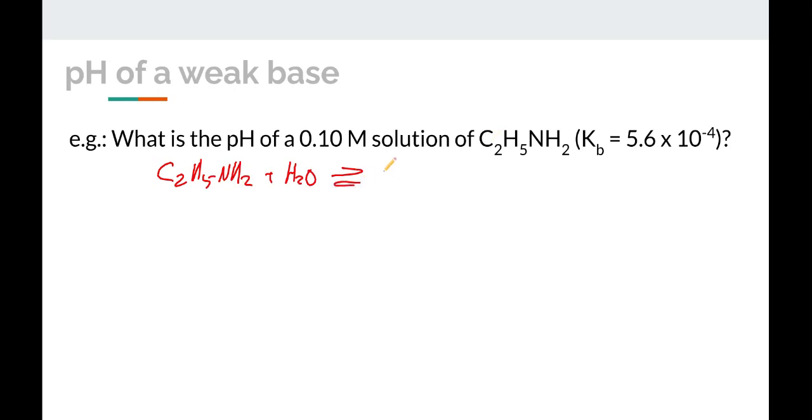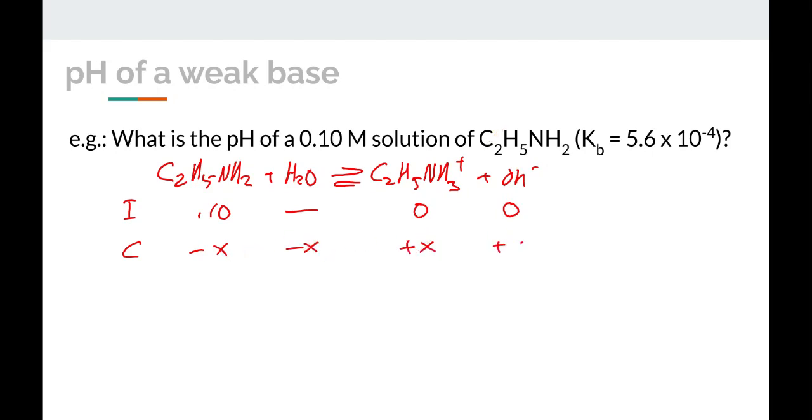It's going to produce a conjugate acid, C2H5NH3 plus. Add an H, add a plus, and hydroxide ion. Initially, this is a 0.1 molar solution. Water's a liquid, we don't care about it. No products before the change. During the change, we're going to lose X, gain X on the product side. Everything's 1 to 1. At equilibrium, this is 0.10 minus X. This is X, and this is X.